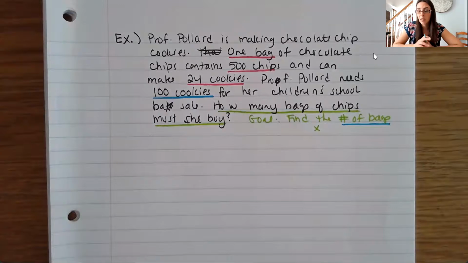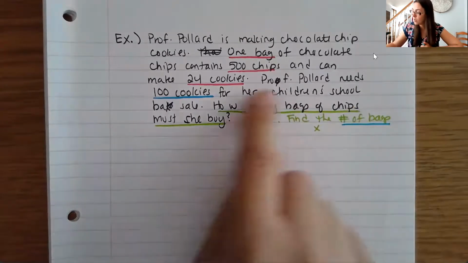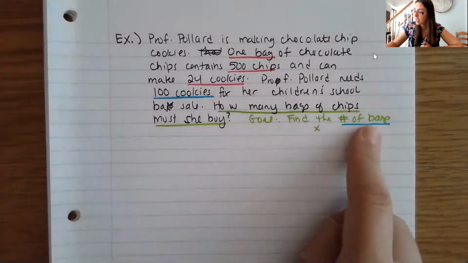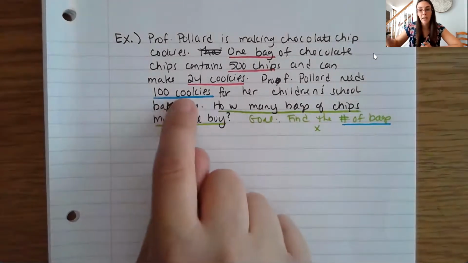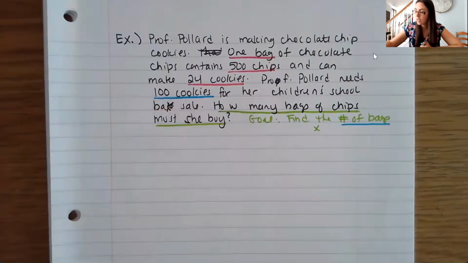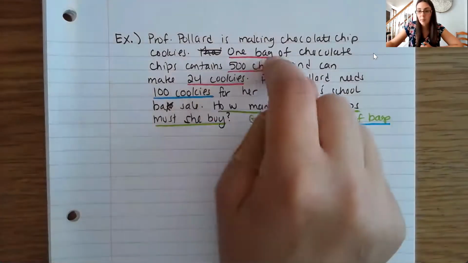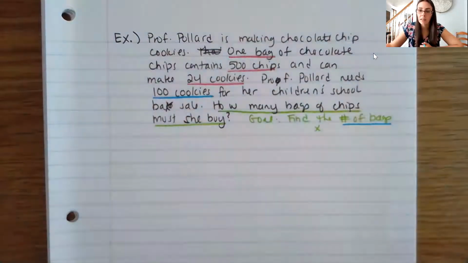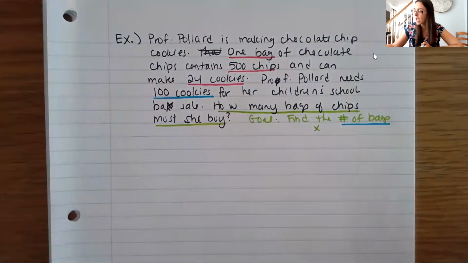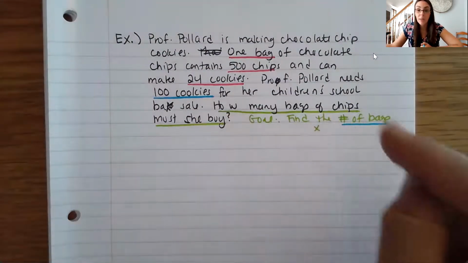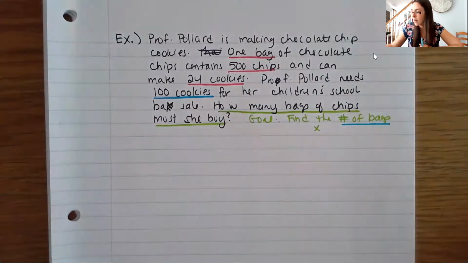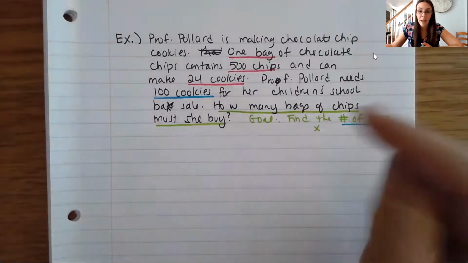So if I think about what I'm looking for, my question is all about the number of bags, and I need 100 cookies. So I'm looking at bags and cookies here. And for my first ratio, I have bags and cookies as well. So this chip information is irrelevant in this particular problem. If I ask the question, how many chips do I need, then that's different. But I don't care about the chips, I just care about the number of bags.